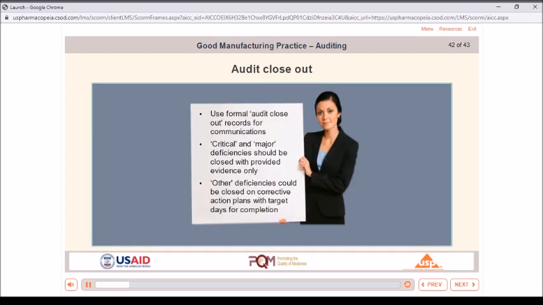Audit closeout. Use formal audit closeout records for communications. Critical and major deficiencies should be closed with provided evidence only. Other deficiencies could be closed on corrective action plans with target dates for completion.